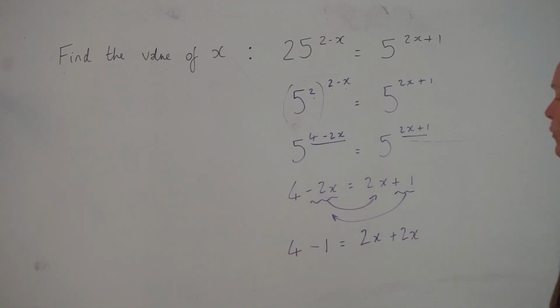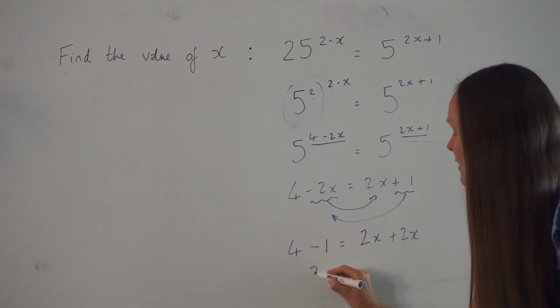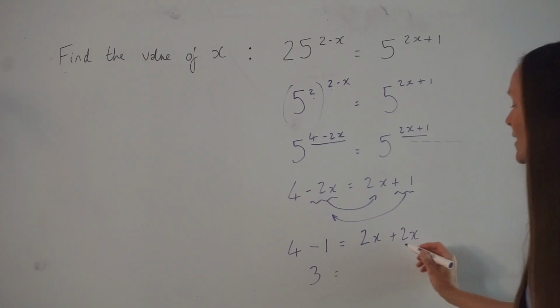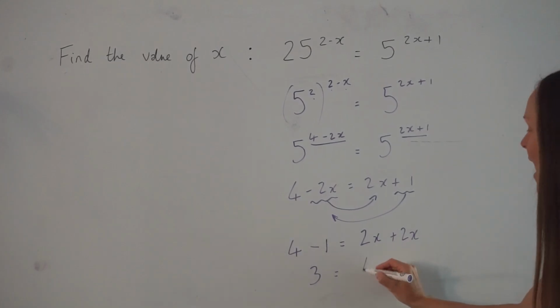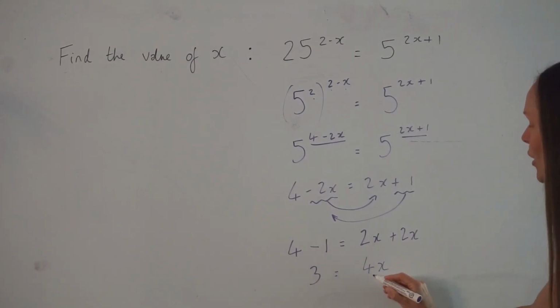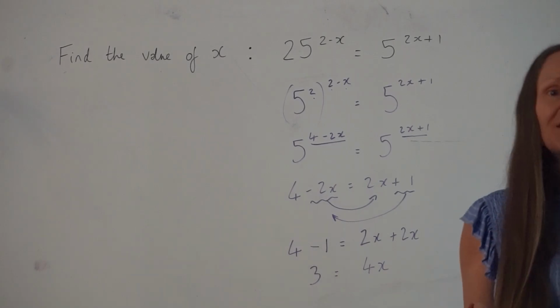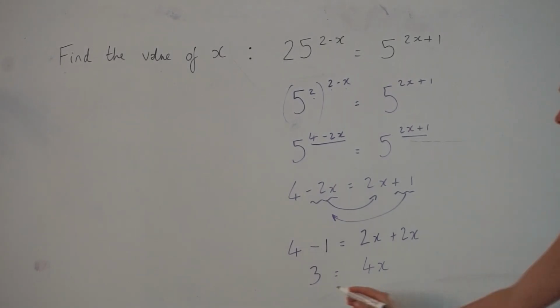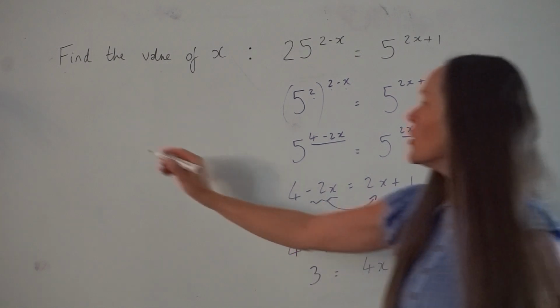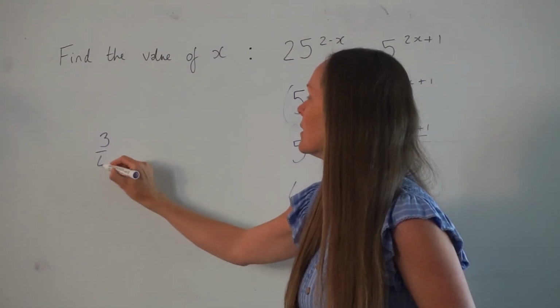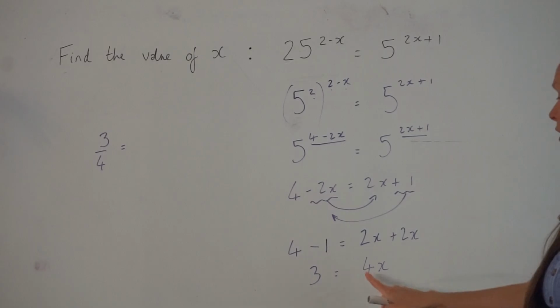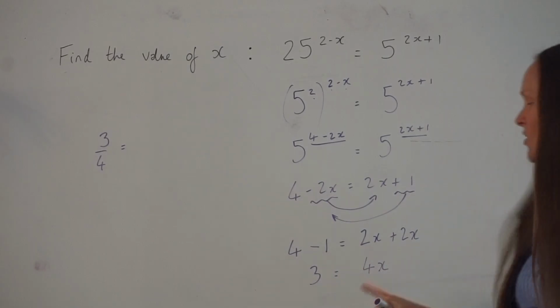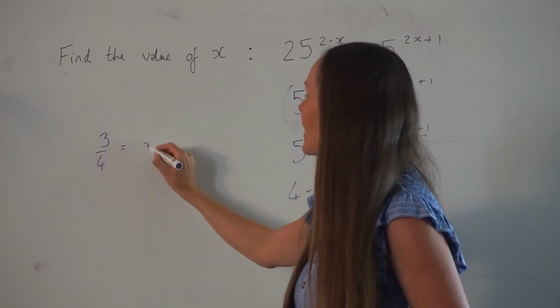And now I'm going to simplify. So 4 take away 1 is 3. 2x plus 2x is 4x. And then the last step here to work out the value of x is to divide both sides by 4. So if I divide the left-hand side by 4, we have 3/4. And on the right-hand side, if we divide 4 by 4, we just get 1. So we're left with 1x. And so that is the answer.